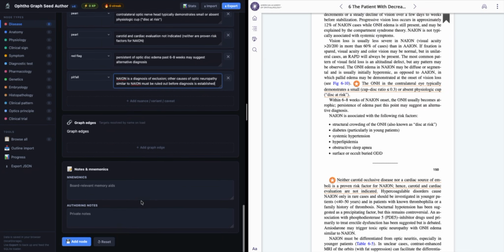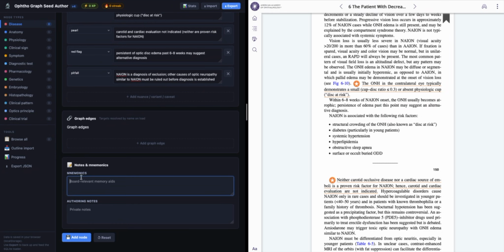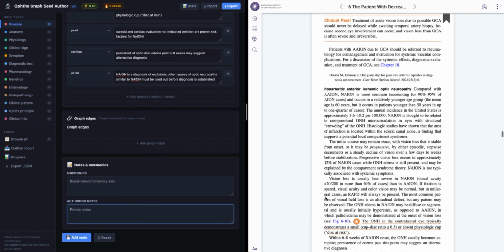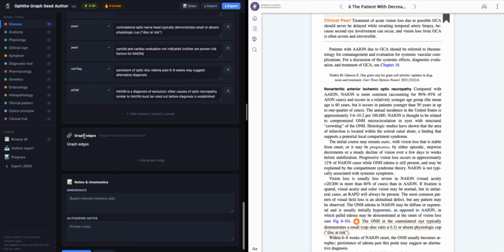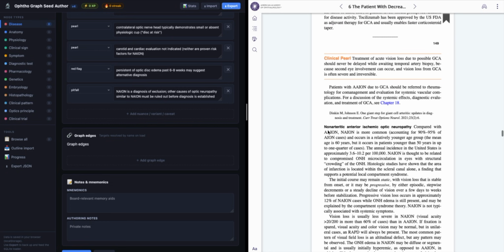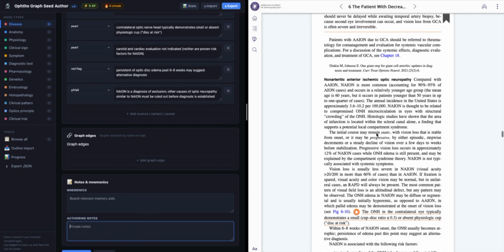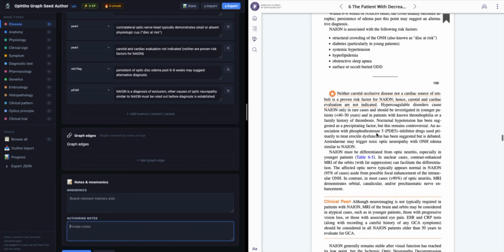All right, so those are all kind of some basic things. There's also some mnemonics or other kinds of memory aids, and then here are some notes. So in these notes, we can even put in here, actually I don't think we'll add those just yet, right? So maybe under authoring notes for now, we'll also include some of these other controversial things.